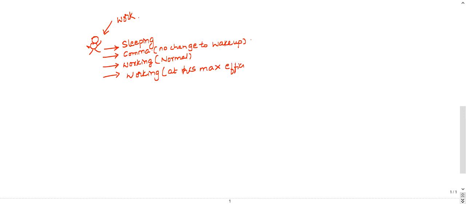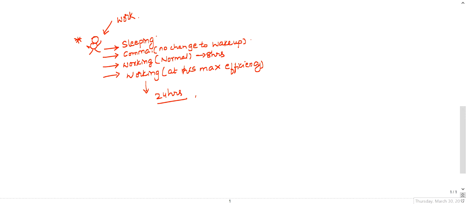These are the four conditions, and they will help you understand easily. Assume a person who is sleeping, or in a coma. Another condition: he is in a normal working state, just like 8 hours of working. Next case, a person who is working all 24 hours. He is in the maximum working state. So these are the four different types of situations I am taking.